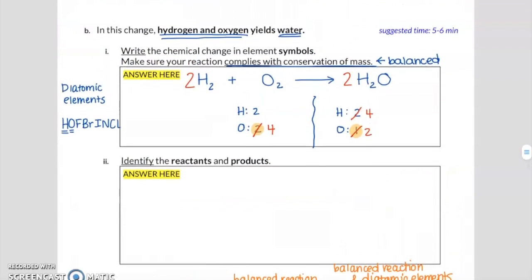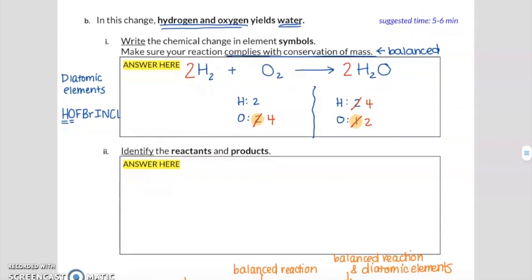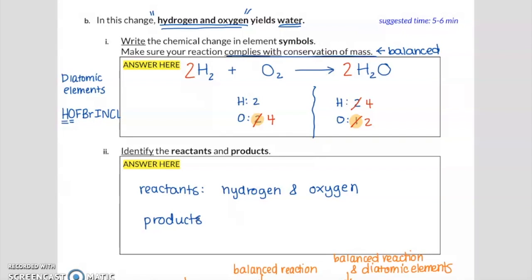To finish up this question, in II, we are asked to identify the reactants and the products. The reactants here are what comes before the yields. So our reactants are going to be hydrogen and oxygen. And your products here, well, really there's only one product, which is water.